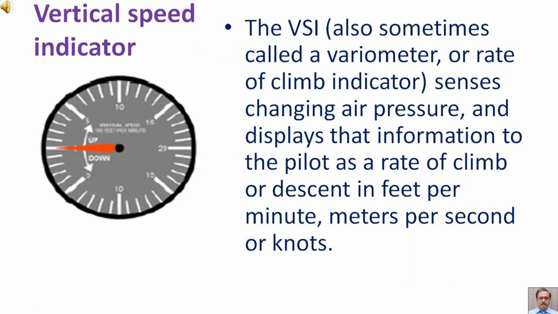The VSI, also sometimes called a variometer or rate of climb indicator, senses changing air pressure and displays that information to the pilot as a rate of climb or descent in feet per minute or meters per second or knots.